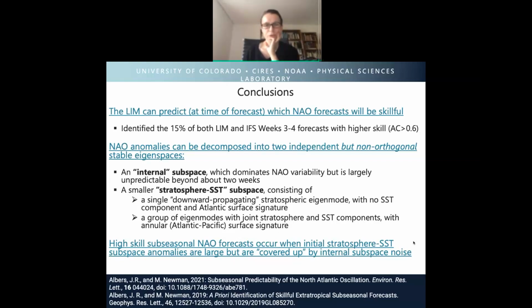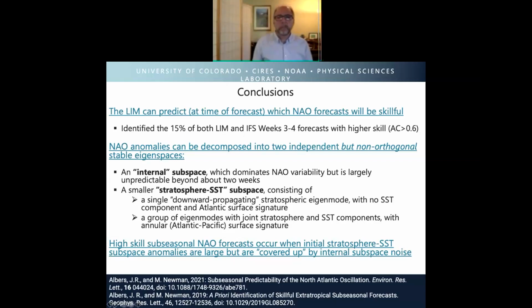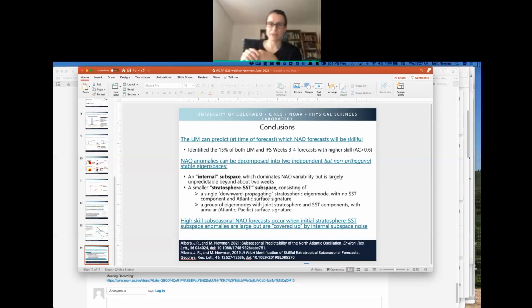I have a quick question. So basically, at the time of initialization, would you be able to tell if your stratosphere SST subspace is going to be the one dominating the forecast at weeks 3 and 4? So basically, you could say there's some kind of slow scale variability up there, in the SSTs or in the stratosphere, and you'll be able to tell if that actually emerges and gives us skill in week 3 and week 4.